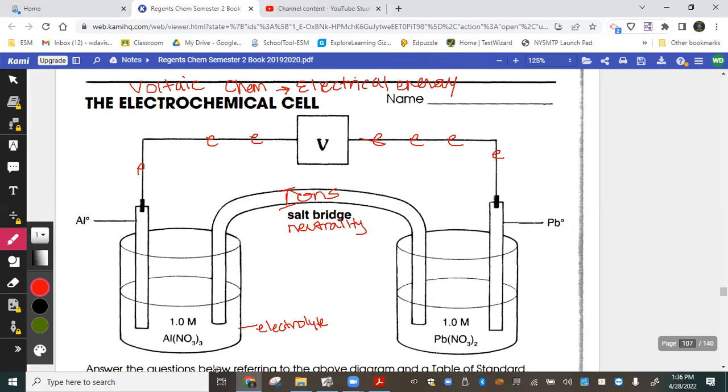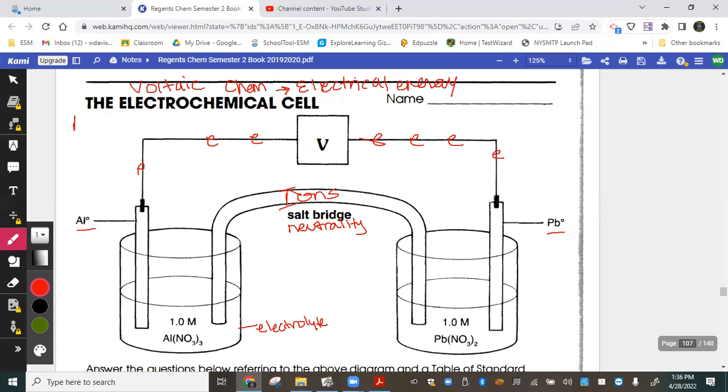All right, so what we need to do is elaborate and talk about the two electrodes that we have. We have an aluminum electrode and we have a lead electrode. One of them is the anode and one of them is the cathode. One of them gets oxidized and one of them gets reduced. So the one that gets oxidized is the anode.